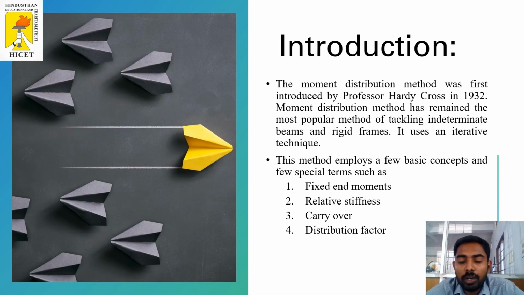Introduction. The moment distribution method was first introduced by Professor Hardy Cross in 1932. The moment distribution method has remained the most popular method of tackling indeterminate beams and also rigid frames, and it uses an iterative technique. This method employs a few basic concepts and a few special terms such as fixed end moments, relative stiffness, carryover and distribution factor.